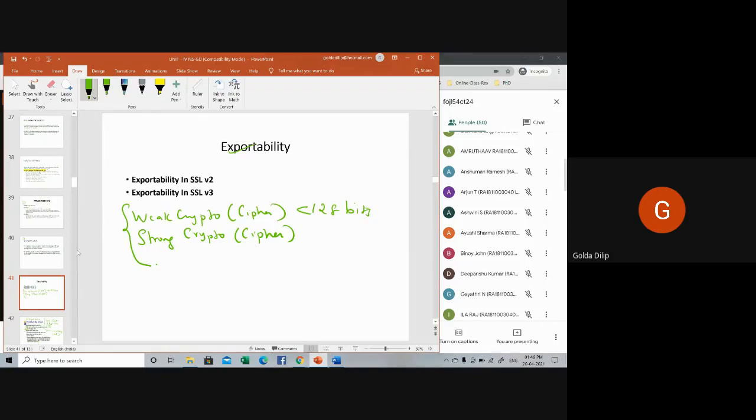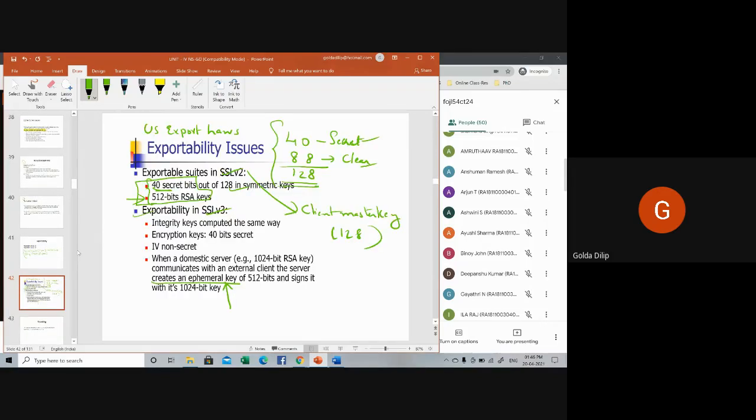Now coming to the next topic. We discussed the exportability issues, what happens as far as SSL version 3 and SSL version 2 are concerned. In version 2, it is limited to a 40-bit secret key and a 512-bit RSA key. In SSL version 3, we have what is called an ephemeral key, which provides a little more flexibility or stronger control.